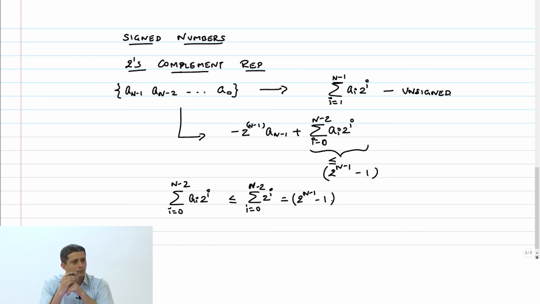Now, clearly, if the MSB is 1, that is a n minus 1 is 1, then the number is going to be at most minus 2 power n minus 1 plus 2 power n minus 1 minus 1. Therefore, if that MSB happens to be 1, then the number has to be a negative number. It cannot be a positive number. Okay.